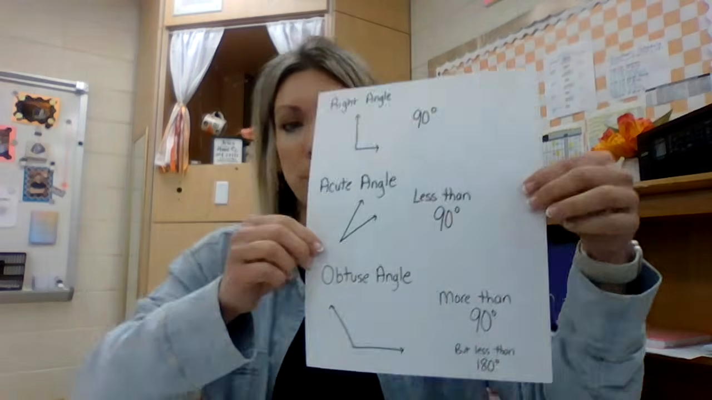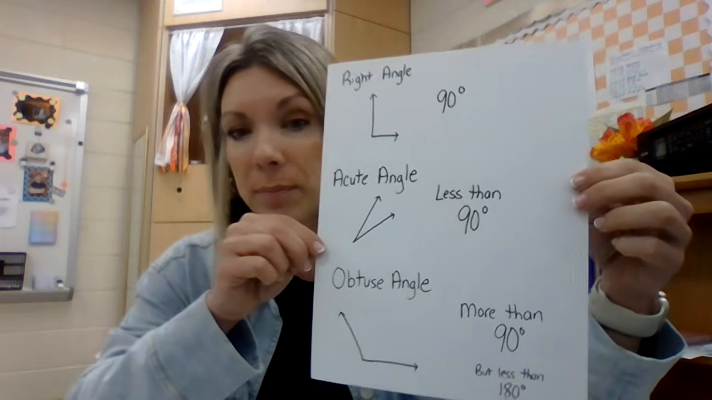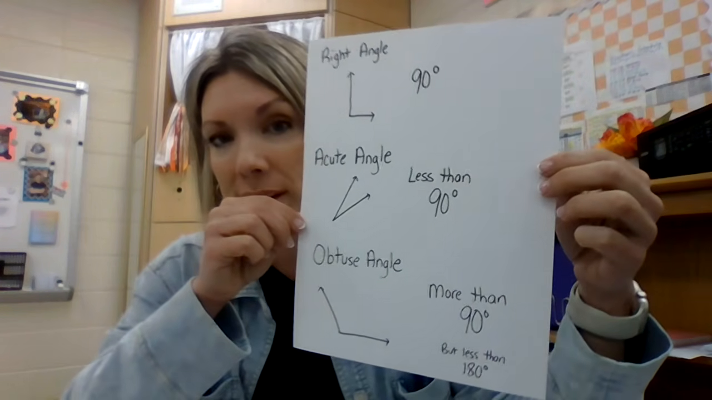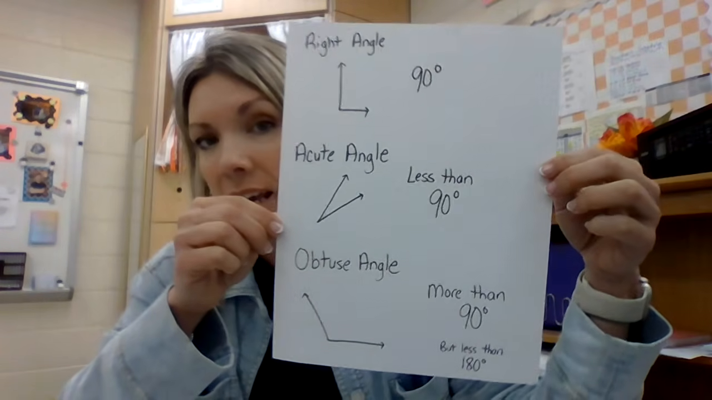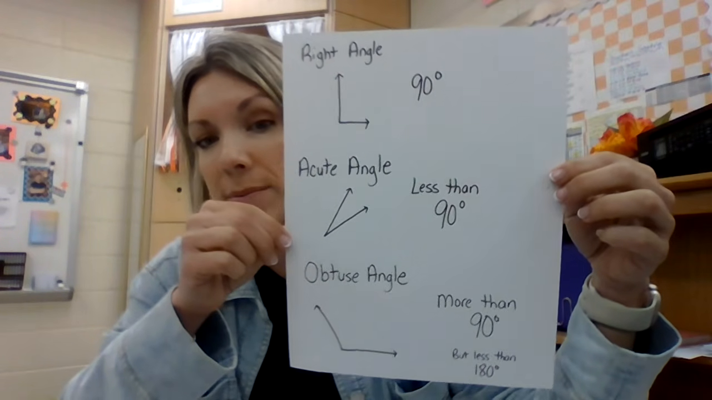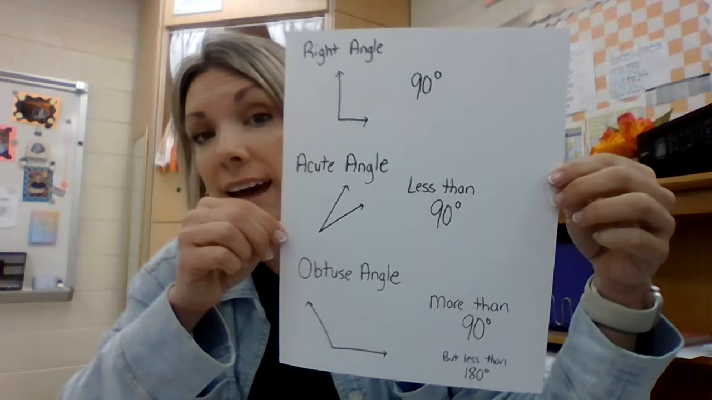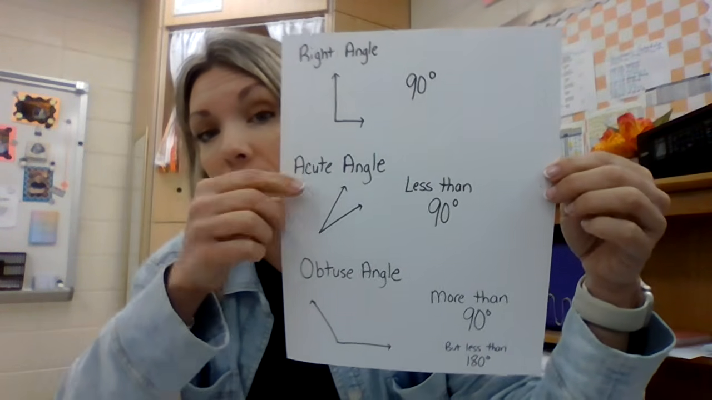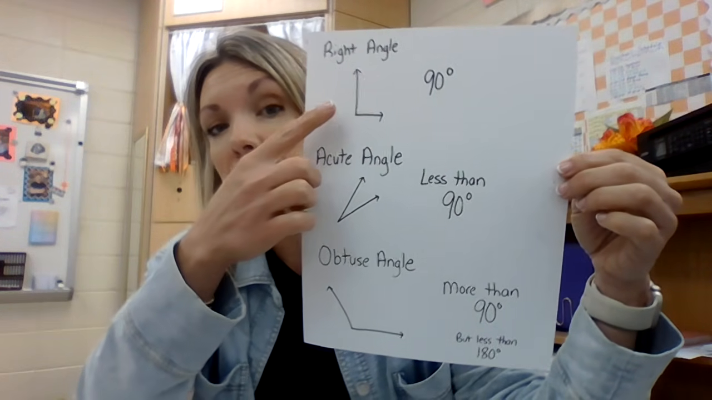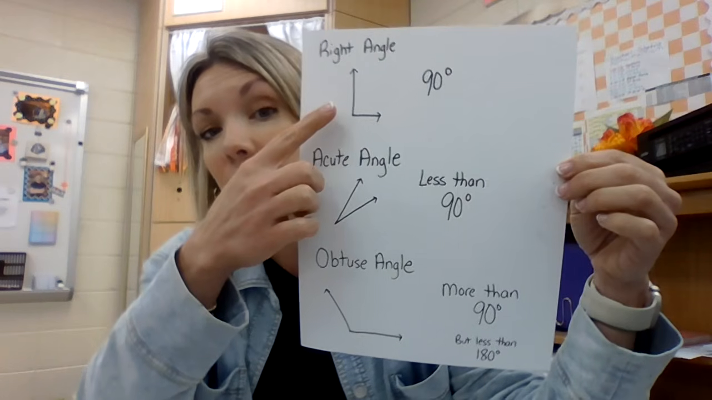All right, so I made you a little paper, and I'm going to pass this out to you, but I want to make sure that everybody sees this and has this. This is your different types of angles. So we've got the right angle at the very top. That is your 90-degree angle. That one looks like an L here. So that is considered a right angle.